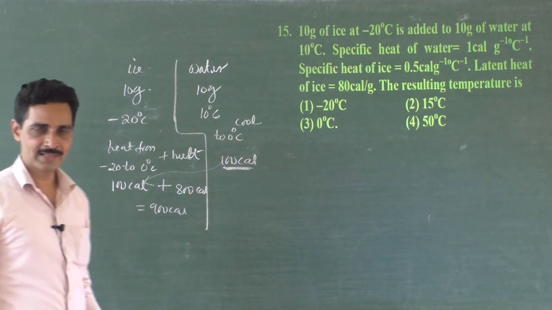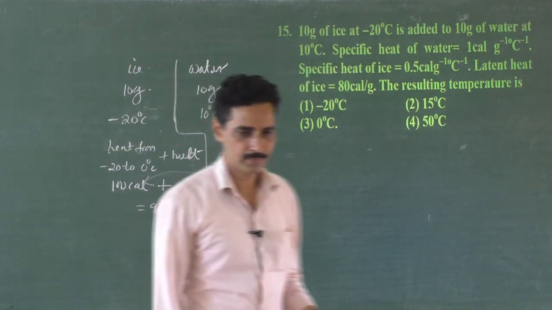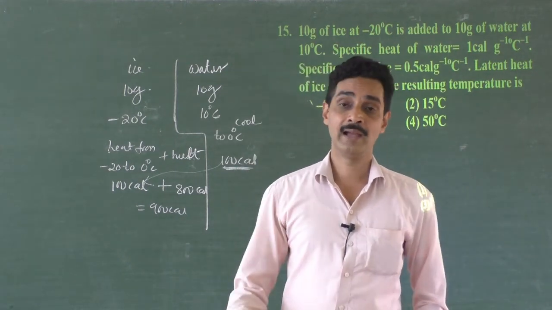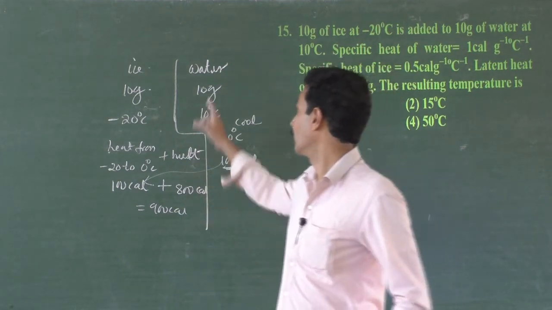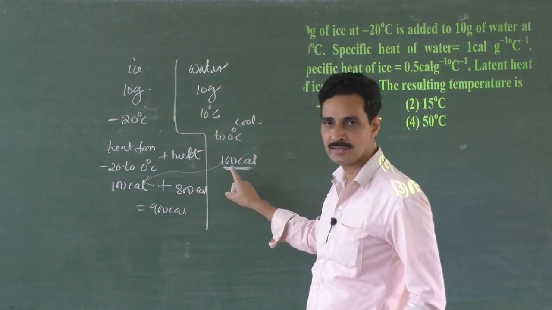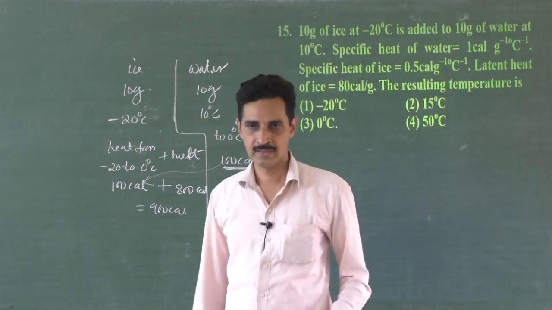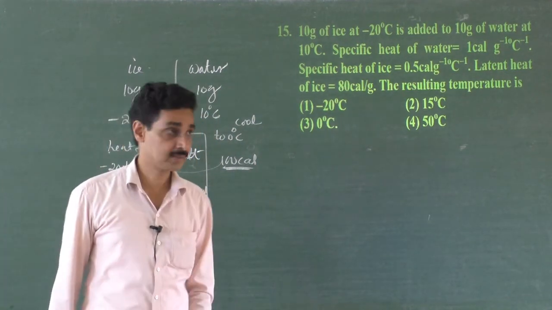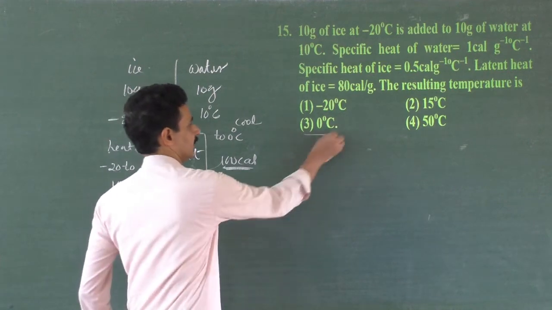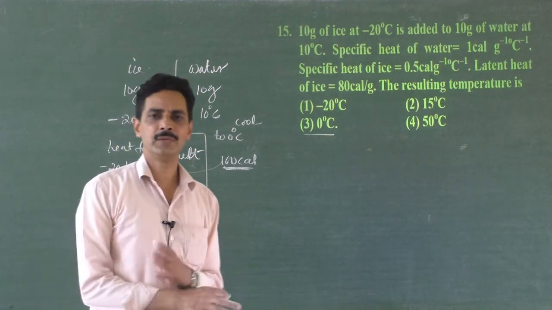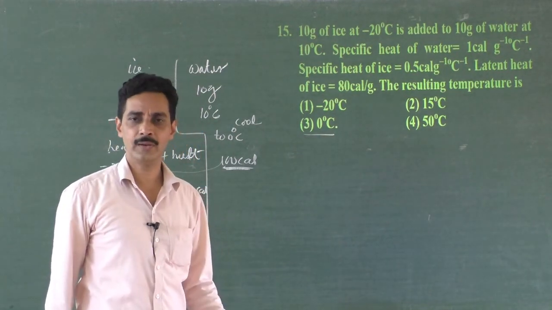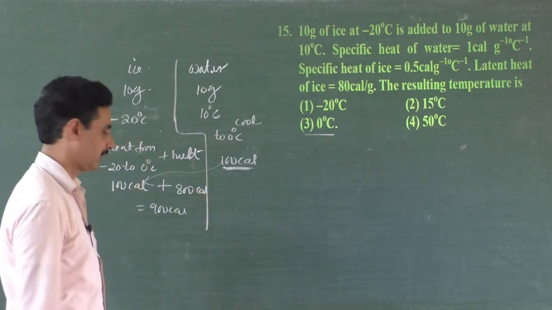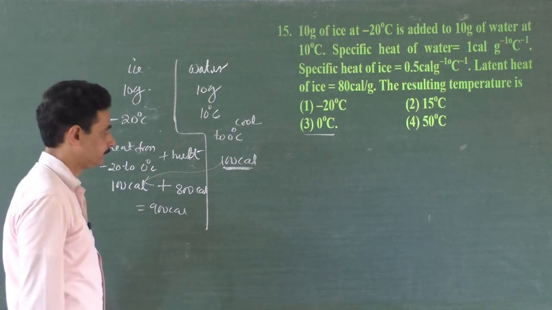So minus 20 degrees Celsius cold ice will become 0 degrees Celsius ice, but it will be in the ice form only. By that time, the 10 gram of water might have lost all its heat energy and come to 0 degrees Celsius. No further heat energy is available to melt. So everything will be at 0 degrees Celsius. There won't be any exchange of heat energy. Ice will be in ice form at 0 degrees, and water in water form at 0 degrees Celsius. Okay.